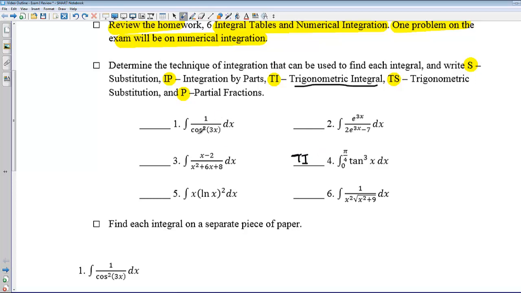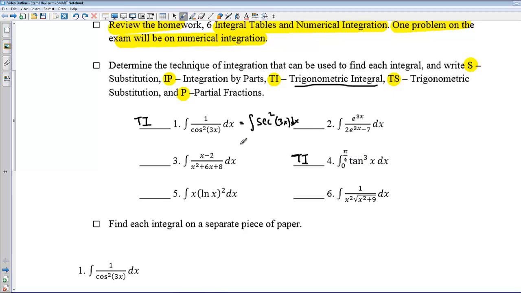Right. Over here, you could argue this one actually could be a trig integral if you really wanted it to be, because remember what this actually is. This is the integral of secant squared of 3x dx, because it's 1 over cosine squared of 3x. So you could argue that this is a trig integral, but this is certainly a trig integral. The way you would integrate this is you have to use an identity to get rid of the tan squared x, which we'll actually look at in a little bit.